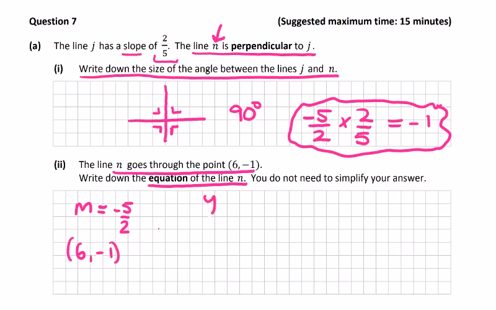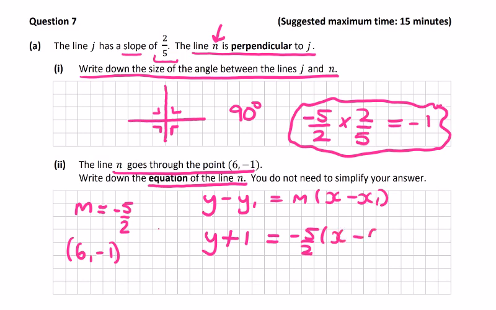And then write down the formula, y minus y1, that you know off by heart, is equal to m times x minus x1. Y minus 1 equals minus 5 over 2 times x minus 6. You should be able to do this in your sleep at this point. Multiplying the left by 2, 2y plus 2, which is that 2 on the bottom, is equal to minus 5 times the right, minus 5x plus 30.